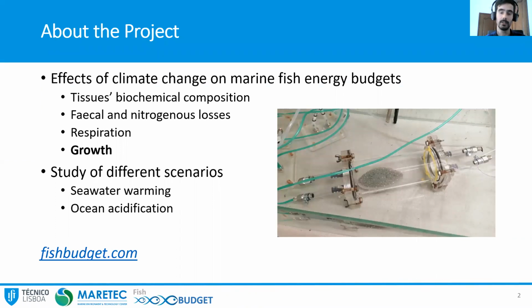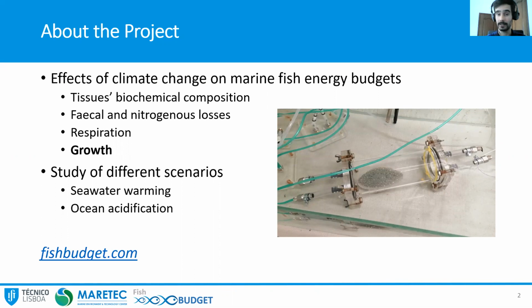Although my work is on depth modeling, it is part of a bigger project that studies different impacts of climate change on fish, including fish's biochemical composition, fecal and nitrogenous losses, respiration, and growth. My work on depth modeling focuses more on the effects on growth.